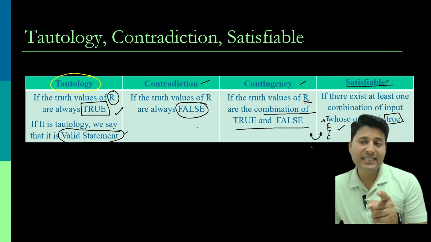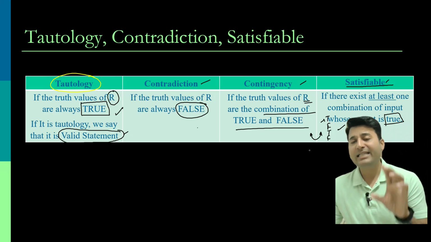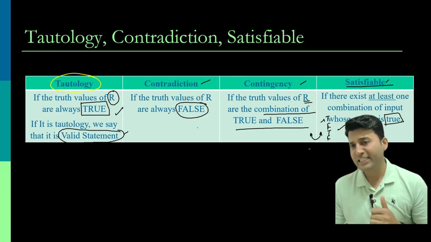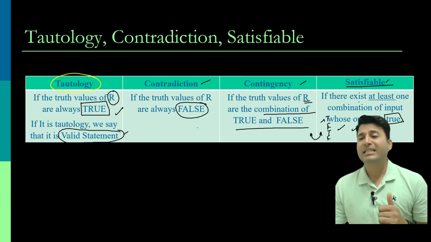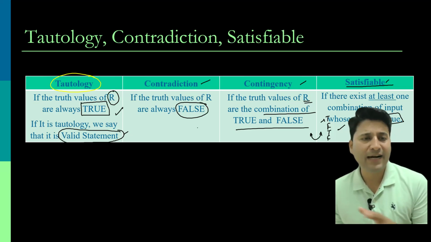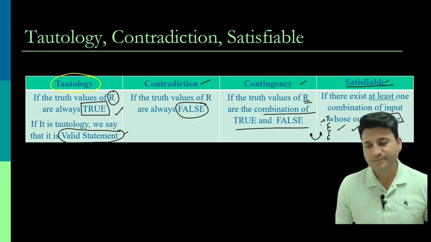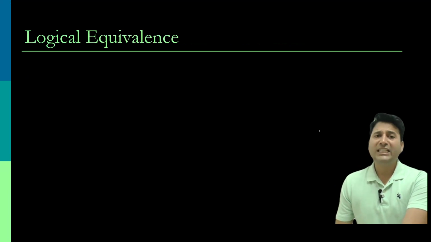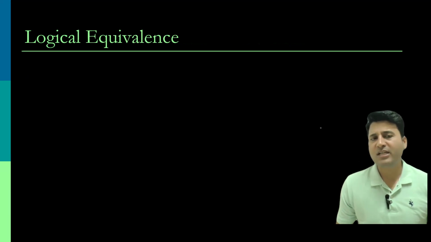Can I say every contingency is satisfiable? The answer is yes. Why is it yes? In contingency, we have at least one F and one T. And this is the definition of satisfiable. So every contingency is satisfiable. This is how we can find the relation between one and another by using the definition. Okay. Now moving ahead to logical equivalence, I will take examples on tautology, contradiction, and those four terms after this.